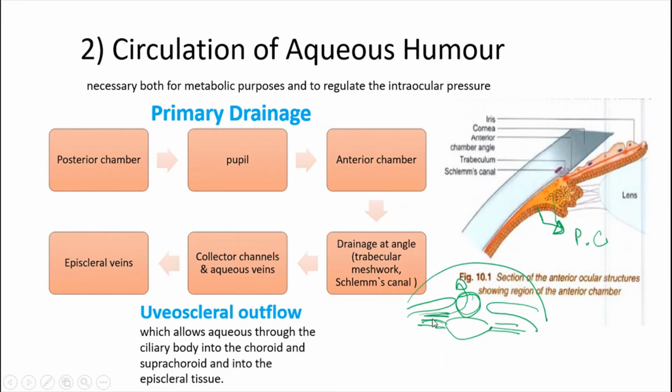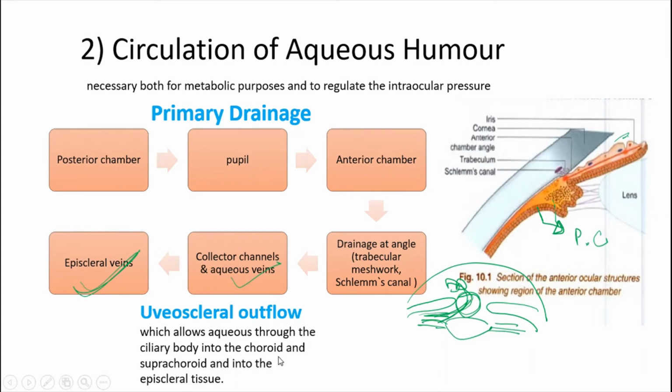The ciliary bodies will form the aqueous humor and drain it into the posterior chamber. From the posterior chamber, this fluid will go via the pupil. The pupil is just an opening in the iris. It will go via the pupil into the anterior chamber, and from the anterior chamber, it will drain at the trabecular meshwork, Schlemm's canal, collector channels and aqueous veins, and finally into the episcleral veins, which will go into the systemic blood. Fine. So that was the primary drainage.